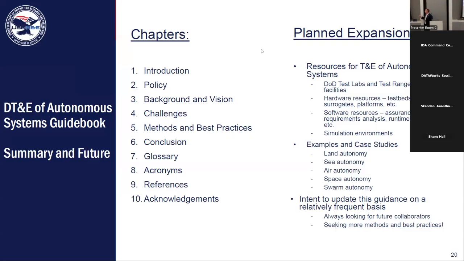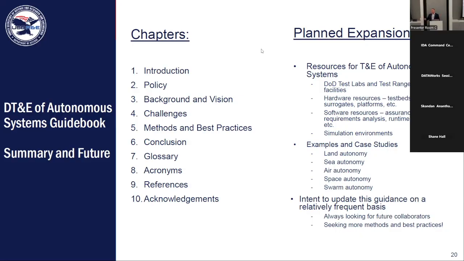What are we doing next? So the current guidebook is Distro A, or the version to be public and releasable. What does that mean? It doesn't include a lot of things testers might want, like T&E resources, tools, facilities, platforms, et cetera, because a lot of that stuff is actually CUI. So we're planning to do an expansion, probably this year or next year, into resources for autonomous systems, covering DoD test labs, test ranges, and other test facilities.